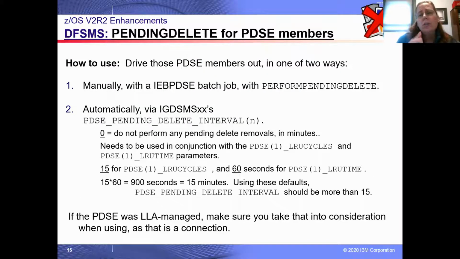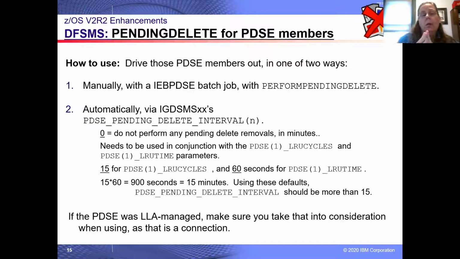So really there's two ways you can do it. One of them is a batch method, and I'll show you that with the IEBPDSE program, and it's called PERFORM PENDING DELETE within that batch program, that utility that we've had for a while. And the other way is you can do it automatically. If you want to do it automatically, it's in the IGDSMSxx PARMLIB member, and the statement is PDSE_PENDING_DELETE_INTERVAL.